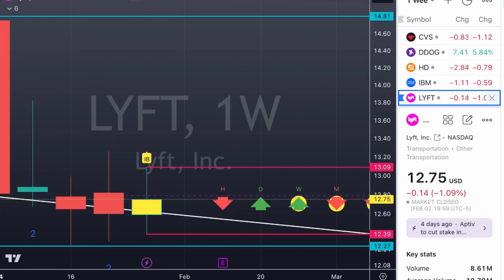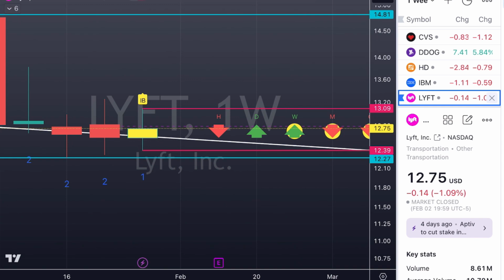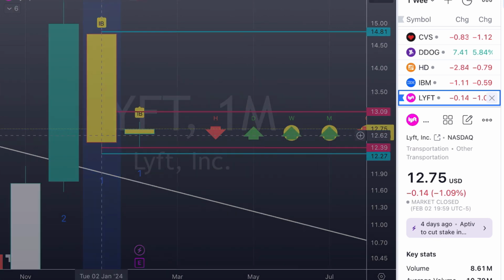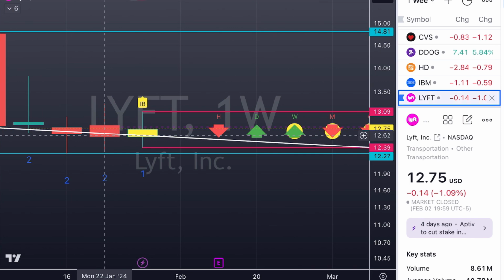We move on to Lyft, rideshare. Inside bar on Lyft, we can look for calls at 1309, puts at 1339. The blue lines, that's my monthly, okay? This is currently February. This was January. So we had an inside bar on January. We're looking to break out of either side of that inside bar on the monthly, okay? We trigger the week. Very good potential.